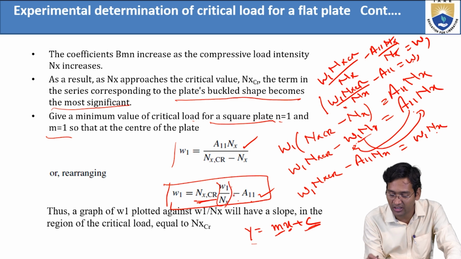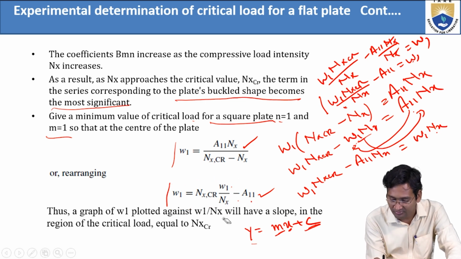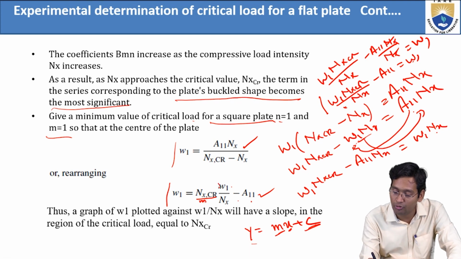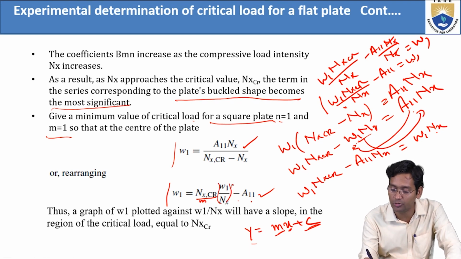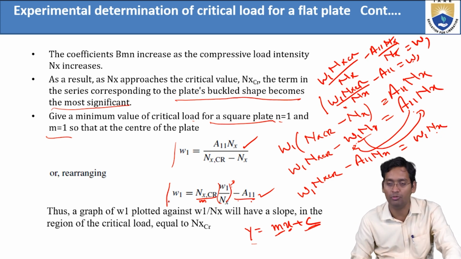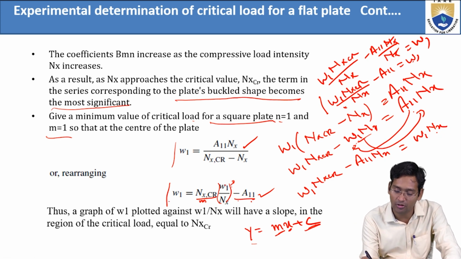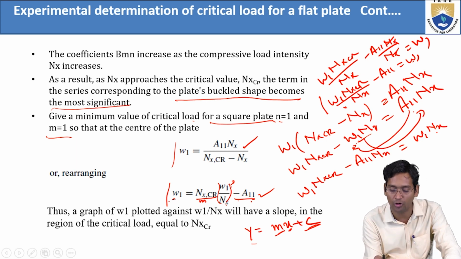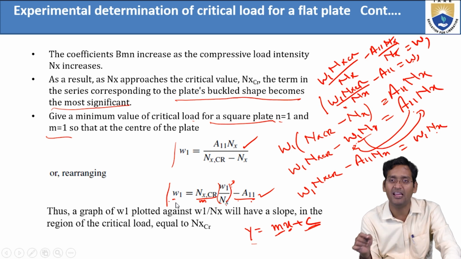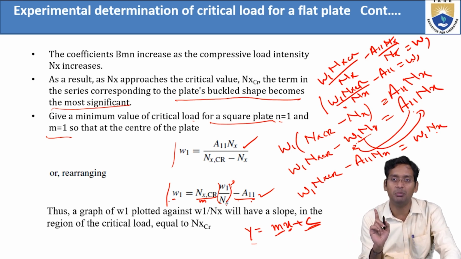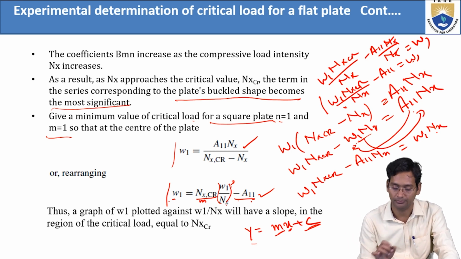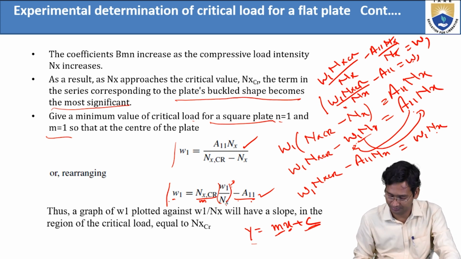So now the same way you can see here: Nx,cr is your m, the slope. W1 by Nx is the variable because with respect to that only we are plotting the graph. And this is the intercept on W1. Means once we put the value of W1 by Nx, we will get the value of y, or W1, right? Then we plot the graph, and that will become a straight line.